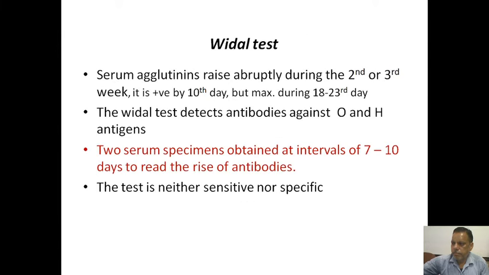Now, a little bit about the Widal test. This is actually a serological test which is used to measure the antibodies, the agglutinins, which typically rise during the second or the third week. This typically detects O and H antigens. O antigen is common for typhi and paratyphi. H antigens differ, and typically two serum specimens are obtained at intervals of 7 to 10 days apart to read the rise of antibodies.